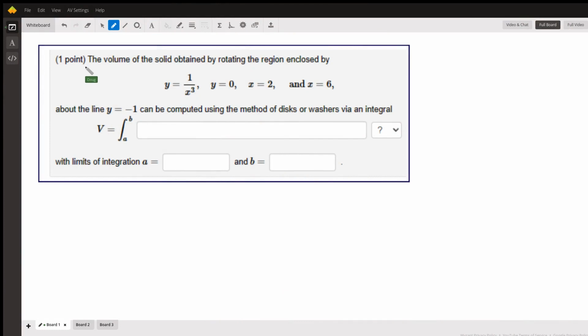Okay, this 1-point observation here makes me believe this might have been from a test, but I'm posting this video like 16 hours after the question was posted, so assuming the test is over, if it was a test. You can do this by the washer method. You could also do it with the shell method, but they're suggesting you do it with the washer method.